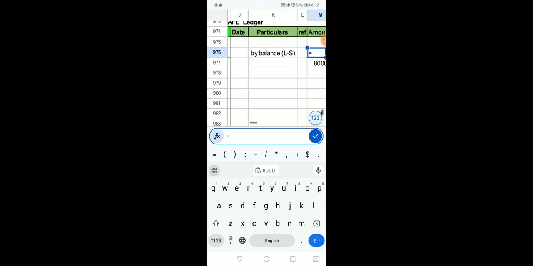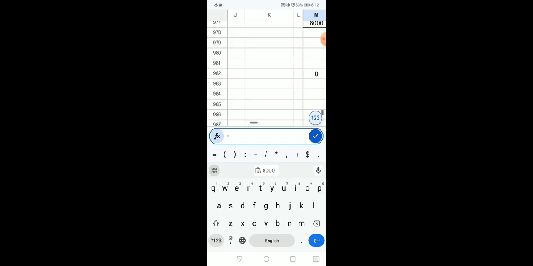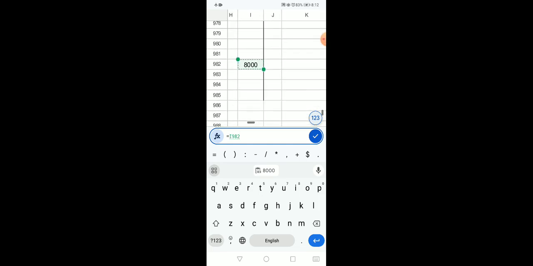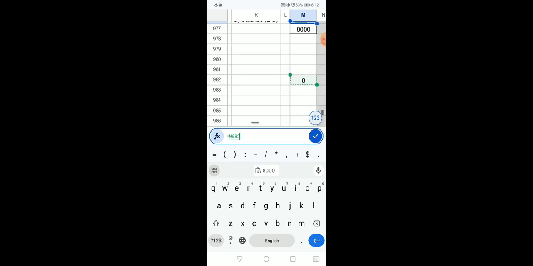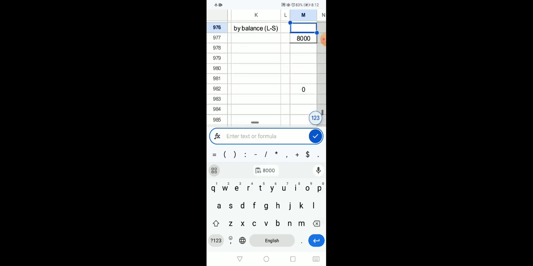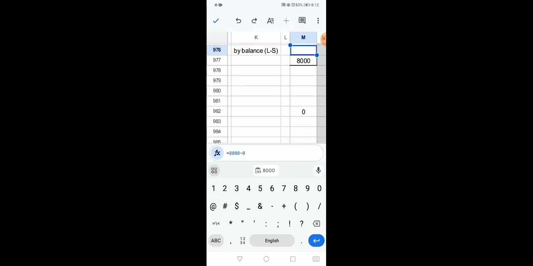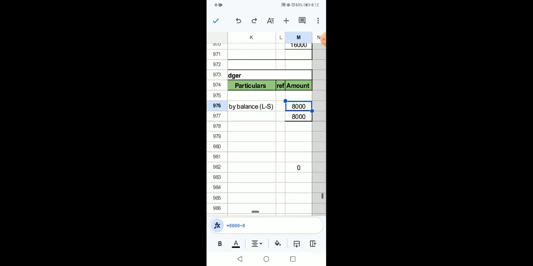Here, what was the larger and smaller sum? Here you can see the larger sum was 8,000 and the smaller sum was 0. So you are going to write the larger sum 8,000 first, and then you will subtract the smaller sum which was 0, and then you have got the balance. It is the initial step of calculation of balance.